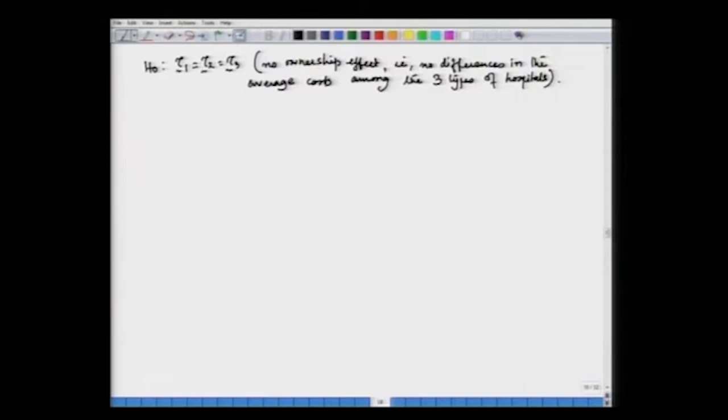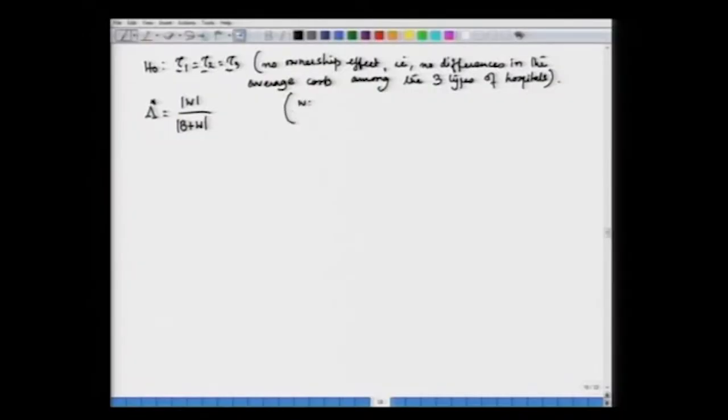Right. I know that the test statistic for this is Wilks lambda, which, if you recall, is given by determinant of W divided by determinant of B plus W. Now, in MANOVA parlance, W is the within or residual sum of squares cross product matrix, and B is the between or the treatment sum of squares and cross product matrix, in this case the ownership factor.